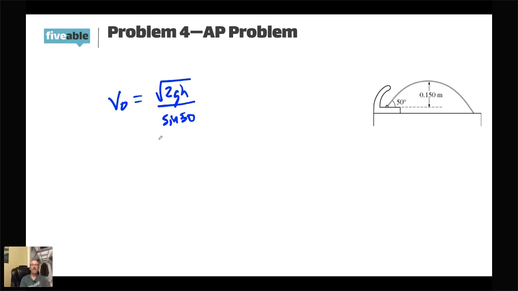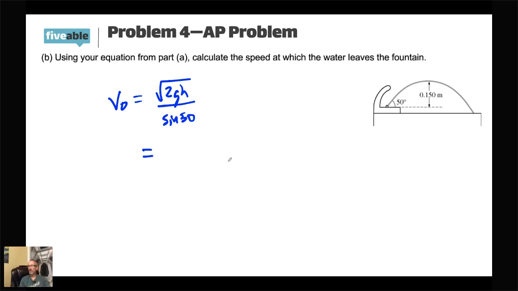All right, here we go. So let's go ahead and plug everything in. So this is equal to, remember, they want us to use our equation and find out the speed at which the water leaves the fountain. So this is 2 times 10 times our height, which was 0.15, and we're going to divide that all by the sine of 50.